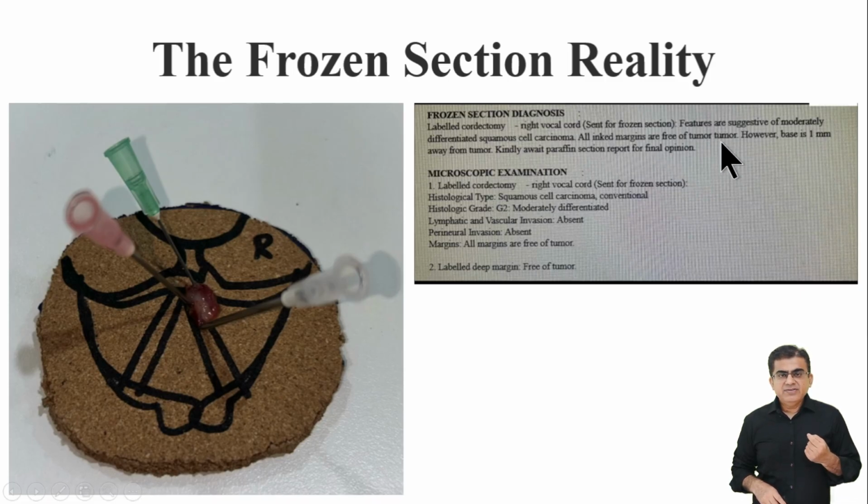Look carefully at the specific warning at the end of that section. However, base is 1 mm away from tumor. Because of this ultra narrow margin, the pathologist specifically asked us to wait for the final paraffin section report. This perfectly highlights a major clinical problem in laser surgery. Frozen sections are very difficult to read accurately because of the laser heat damage and tissue freezing distortions.